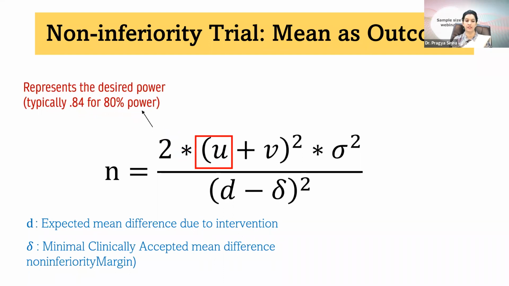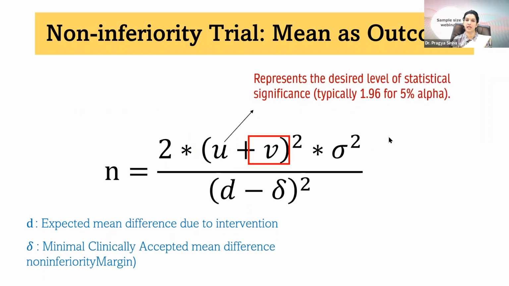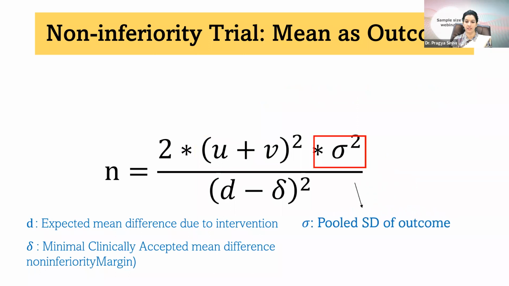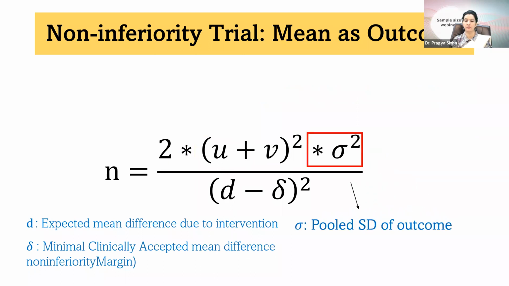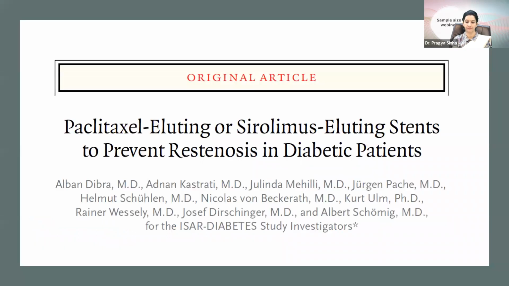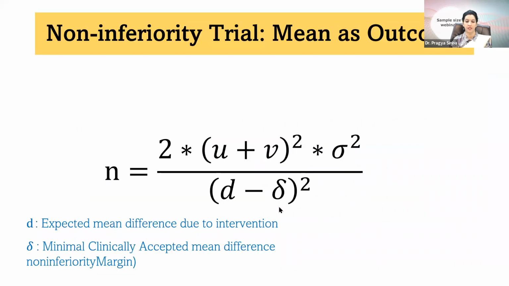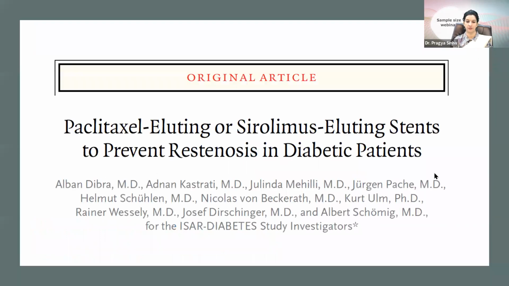So this U represents the desired power, which is 0.84. This V represents the alpha level, which is 1.96. This is the pooled standard deviation of the outcome. And this we have discussed regarding the delta, that is the minimal clinically accepted mean difference. And this D is the expected mean difference due to the intervention.